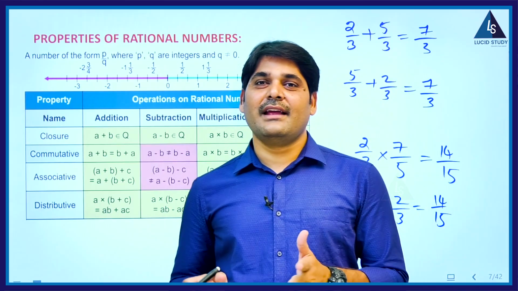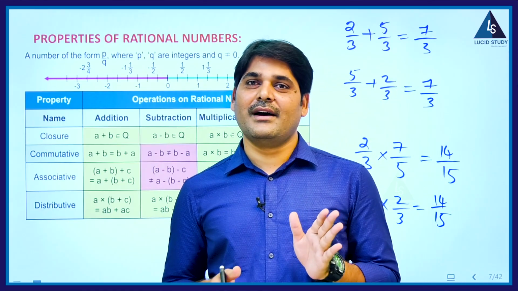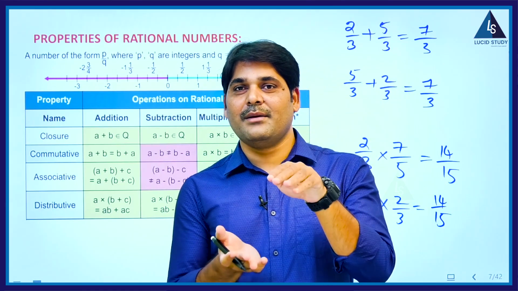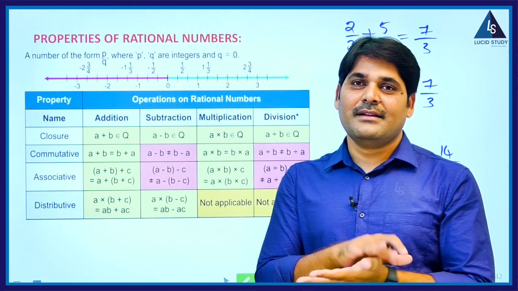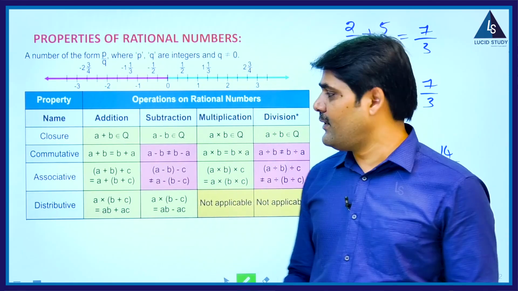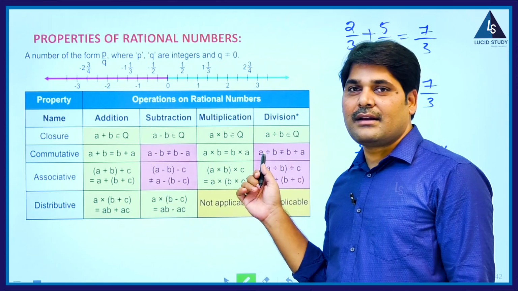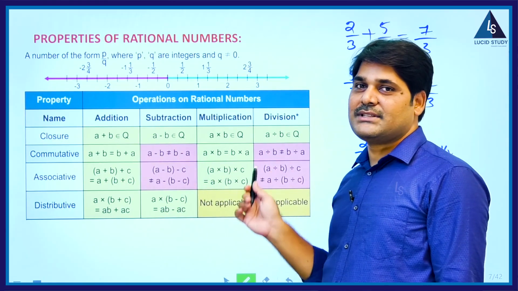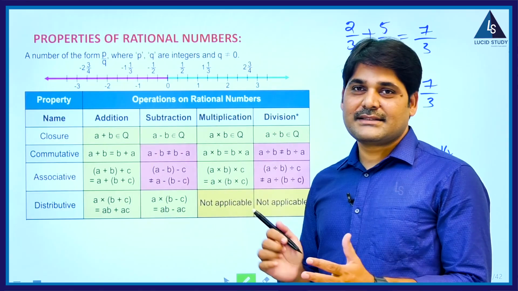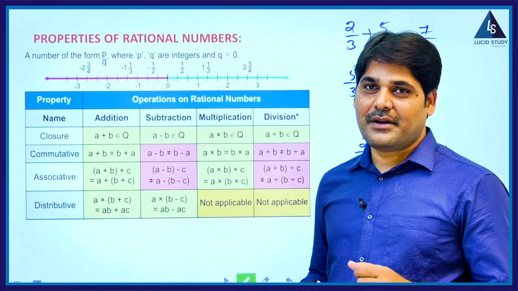Division is not commutative, because if you divide two rational numbers, and then reverse them and divide again, the answer will not be the same. That is why rational numbers are not commutative under division. Okay, for subtraction as well as division, rational numbers are not commutative.